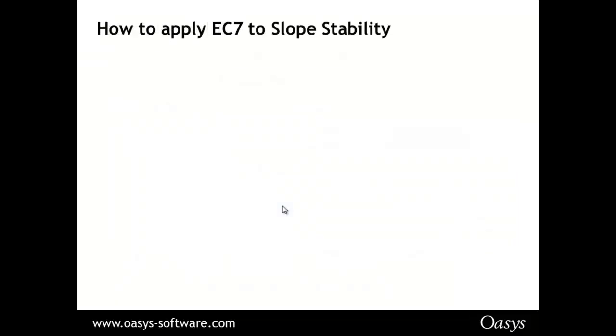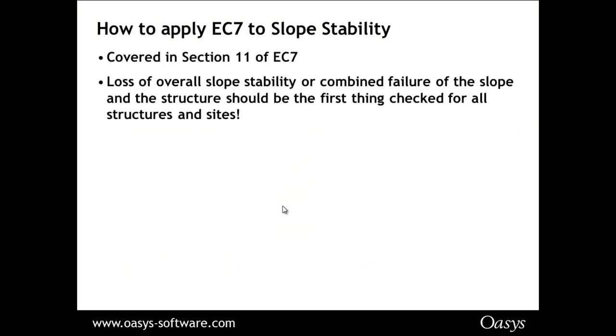So how to apply Eurocode 7 to slope stability: it's covered in section 11 of the Eurocode 7. So if you are going to apply it, look at section 11. But throughout Eurocode 7, it is emphasized that slope stability should be looked at, because loss of overall slope stability or combined failure of the slope and structures should be the first thing checked for all structures and sites. And what this means is something that I'm going to cover in the following case study. So, for example, for retaining walls, if you don't look at slope stability, even if it's fine in terms of retaining wall design, it could still fail.